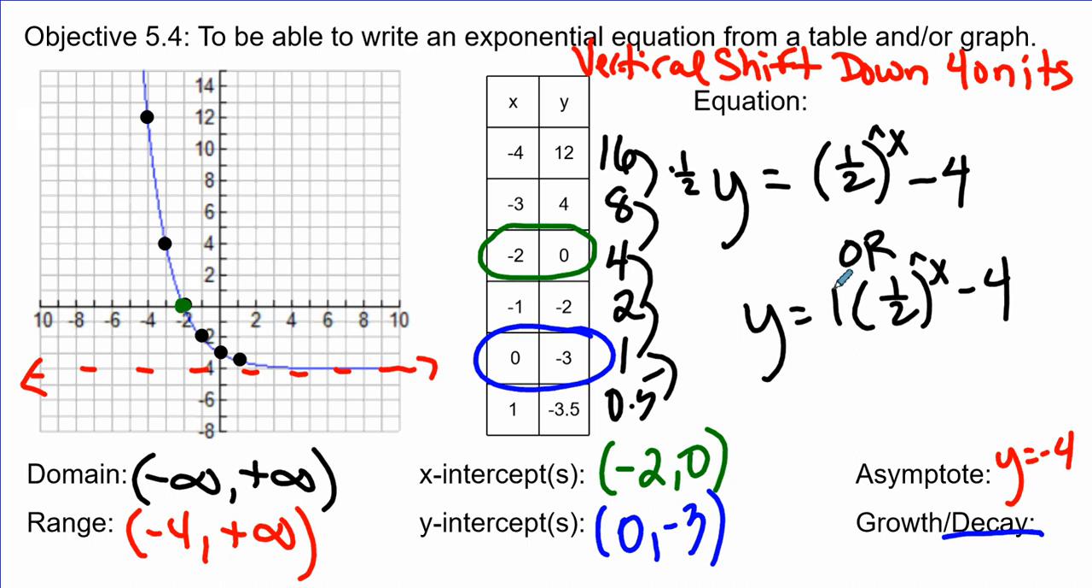If you want to put the 1 for the a value, you can. There's no vertical stretch going on, so it's not necessary. So either of these formats would be okay for your functions.